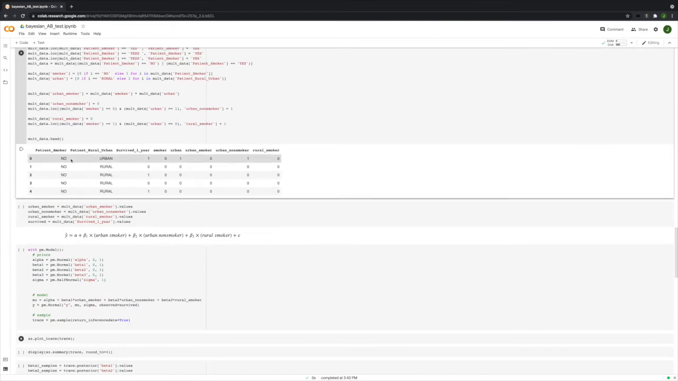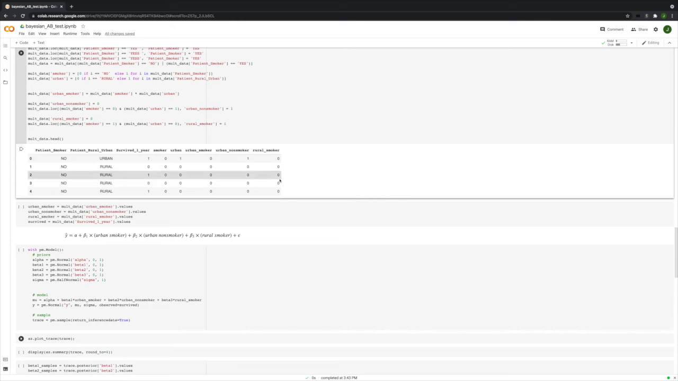There, so it's cleaned up. We've got 0 for non-smoker and 1 for smoker, 1 for urban, 0 for rural. Then I actually segmented it out. We've got urban smoker, so this will be people who smoke and live in the city. Urban non-smoker, people who live in the city but don't smoke. And rural smoker, people that don't live in the city but do smoke.